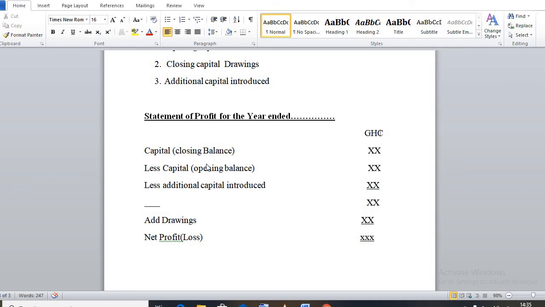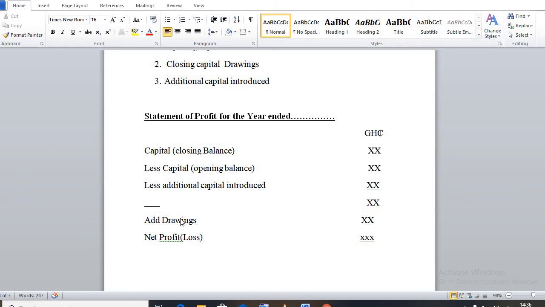Okay, so the first thing you have to do is bring your closing capital. Then you will less your opening capital, because we want to compare the beginning and that of the closing. So we less the opening from the closing figure to know whether you've made a profit or loss. Because if you start a business of, let's say, 2,000, and at the end of the day you get a closing capital of 3,000, it means if you strike the difference, you've made a profit of 1,000. Okay, so we compare the two figures to know whether we've made a profit or loss. And we less the additional capital introduced because we treat it to be part of the initial capital that we introduced.